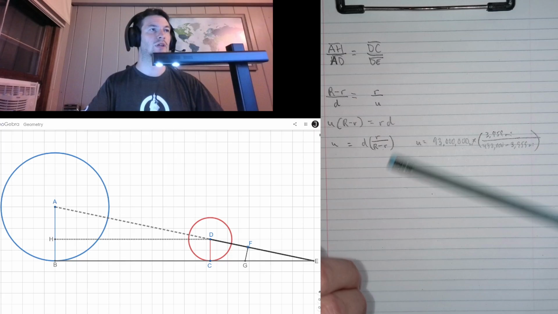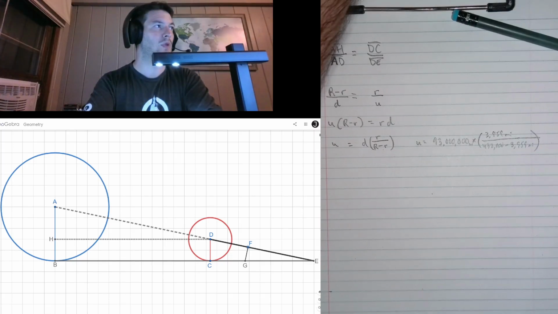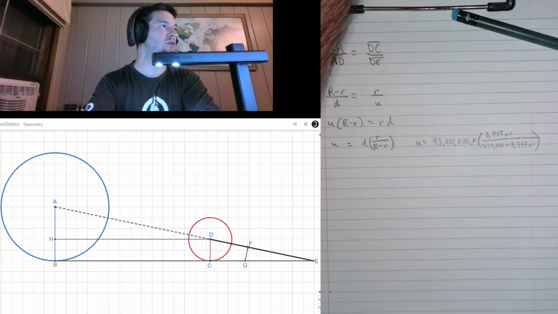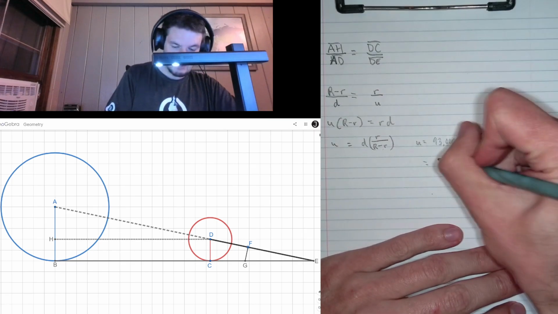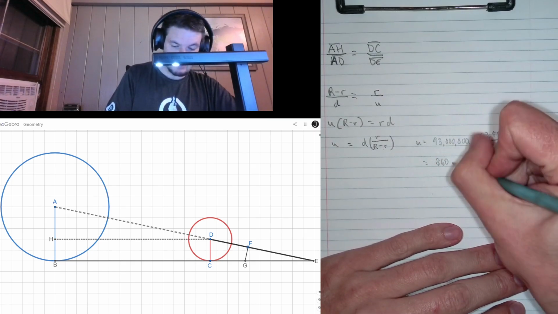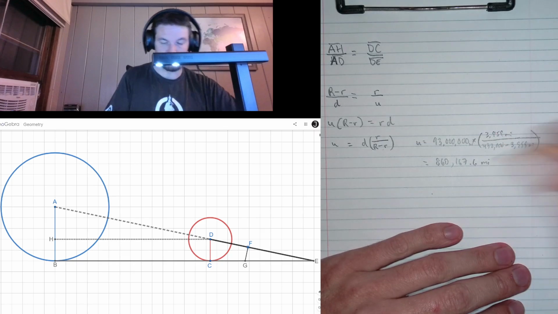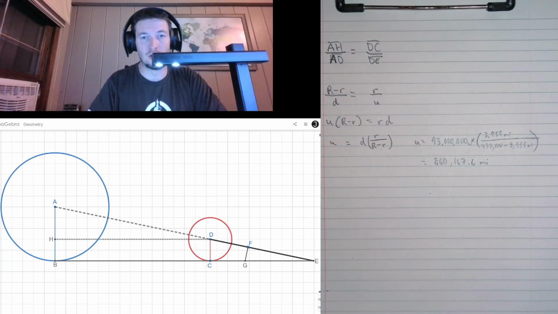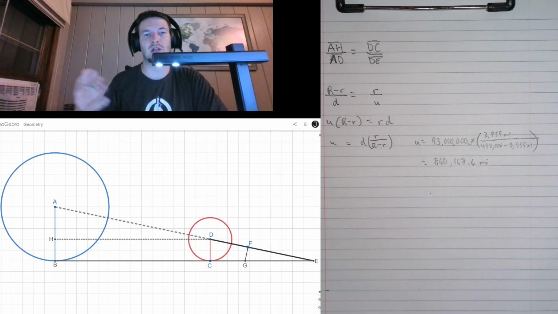And if we plug that into a calculator real quick, 93 million times 3,959 over 432,000 minus 3,959, we get a value of approximately 860,167.6 miles. So that's how far the Earth's umbra extends into space if the Earth is 93 million miles away from the Sun.